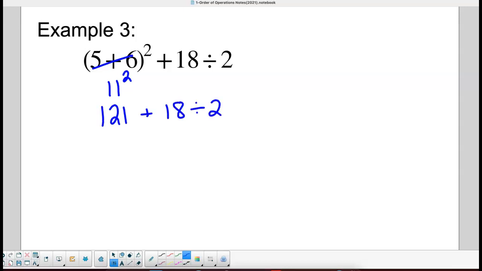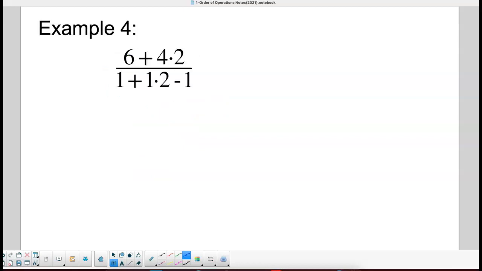Okay, what do I do next? Monica. 18 divided by 2. Yeah. So we did the parentheses, we did the exponent, now we have to multiply or divide. So I have to do 18 divided by 2 is 9. And then 121 plus 9, 130. Okay? Okay, let's do one more.